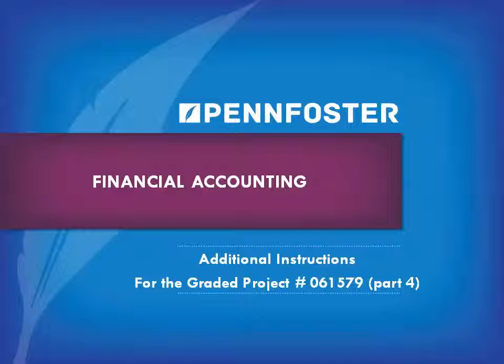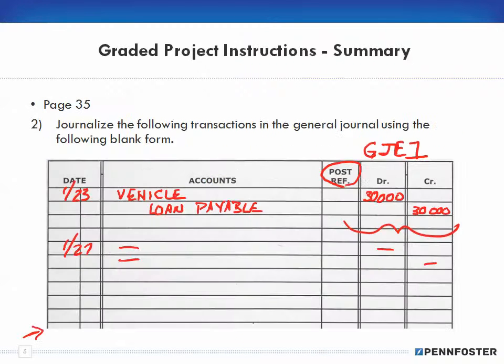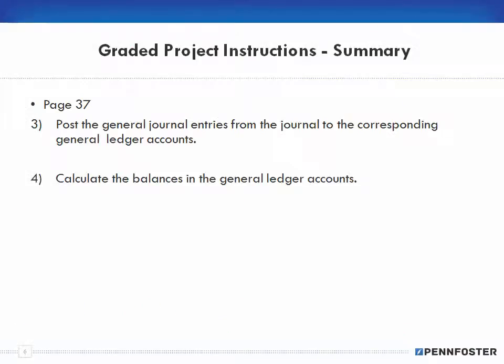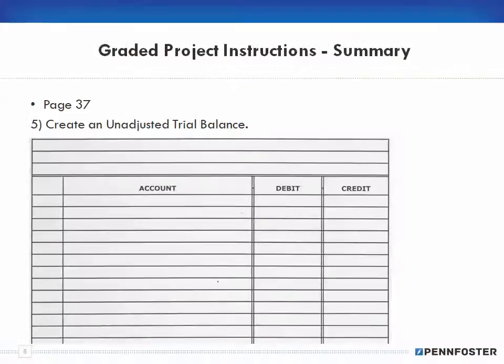So we're going to pick up where we left off, which was on page 37, 3 and 4. Okay. Now we're on page 37, number 5. It says here, create an unadjusted trial balance.